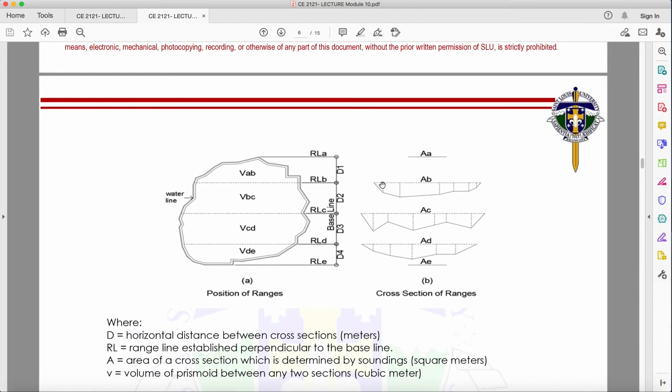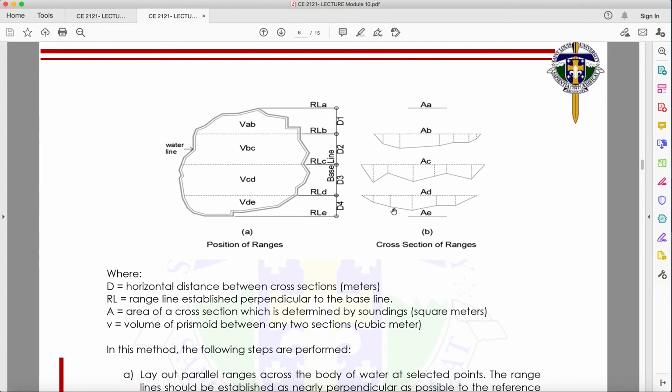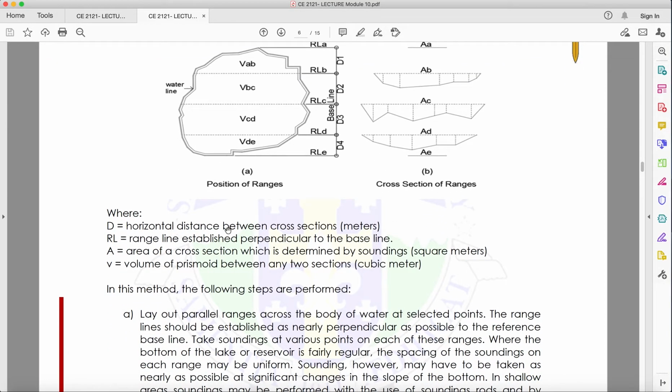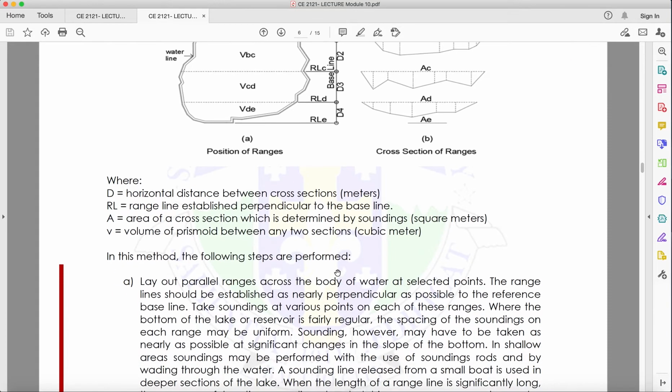We cut it into different polygon. Then from there, we determine the area and we add them. Okay? So D is the horizontal distance between the cross section. RL is the range of line perpendicular to the baseline. A is the area of cross section which is determined by soundings. And V is the volume prismoid between any two sections. Okay.